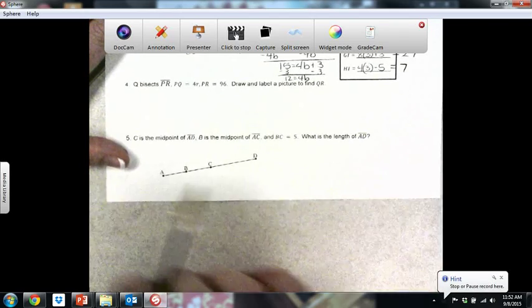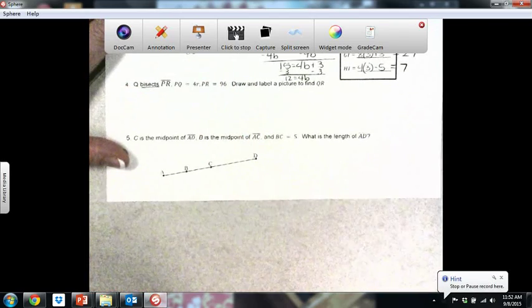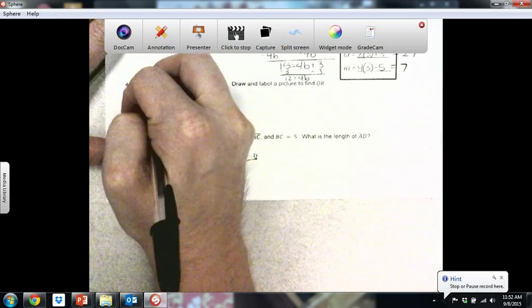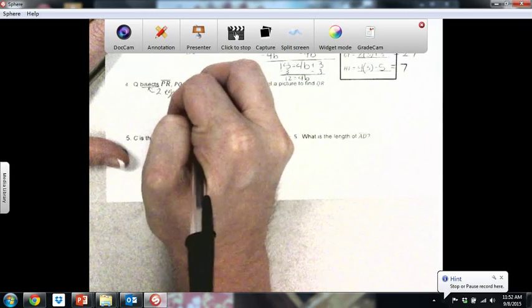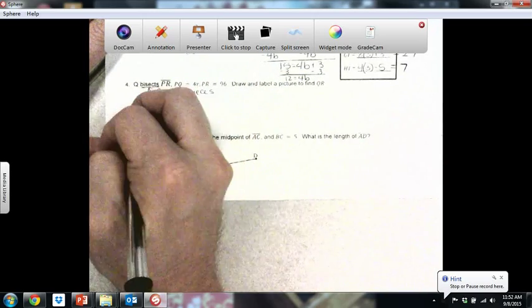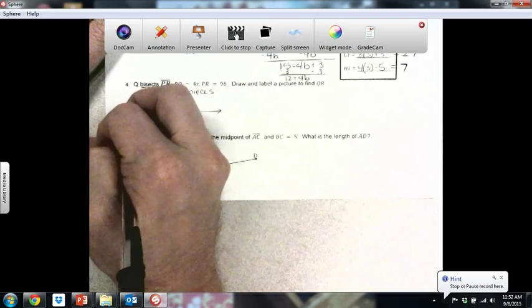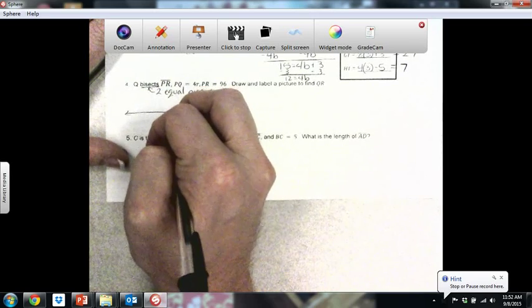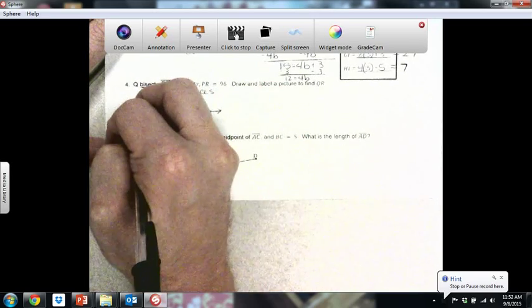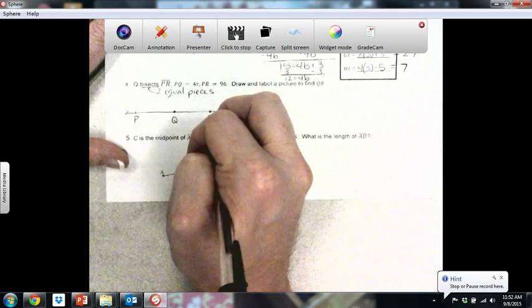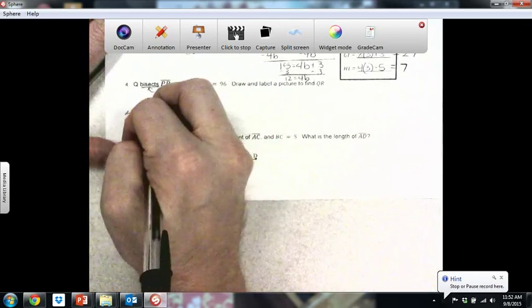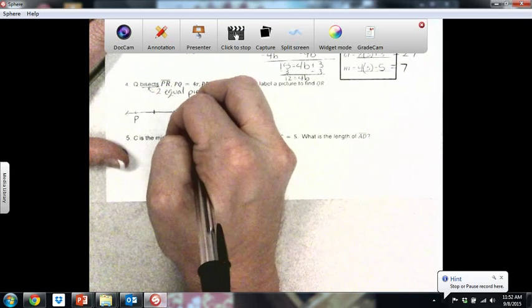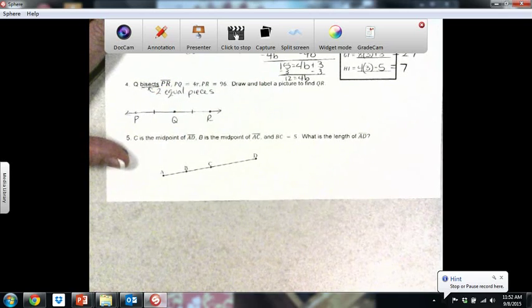Question number 4 says that Q bisects PR. And so we remember that bisect means it's two equal pieces. So if I'm going to draw and label a picture here, I have Q bisecting, so exactly in the middle of line segment PR. It didn't necessarily need the arrows at both ends, but this is okay. Bisect means it cuts it into two equal pieces, so I'm going to add tick marks here and here to show that those two segments are the same.